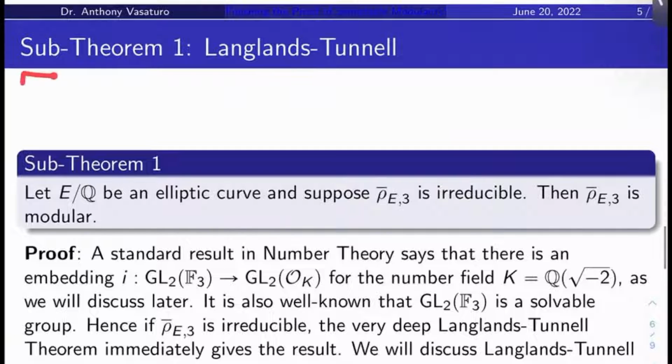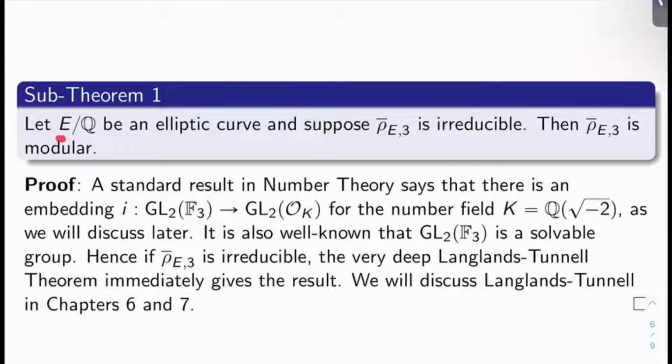The first sub-theorem I'll just call Langlands' tunnel, although it's really a specific instance of Langlands' tunnel being enacted. Here's sub-theorem 1. Let E over Q be an elliptic curve and suppose rho bar E3 is irreducible. Then miraculously, rho bar E3 is modular automatically. This is very deep. A standard result in number theory says that there's an embedding from GL2(F3) to GL2(O_K) for the number field K equals Q adjoined root -2.